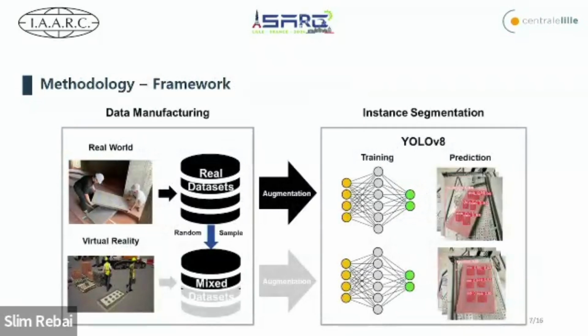Here's the framework of our study. We have two groups for segmentation, one with real datasets and the other with mixed datasets. Mixed datasets are made up of half synthetic datasets and half randomly sampled real datasets. It's pretty simple.